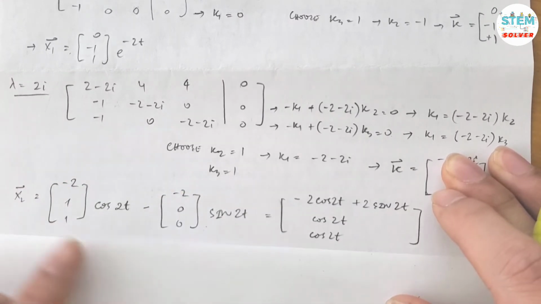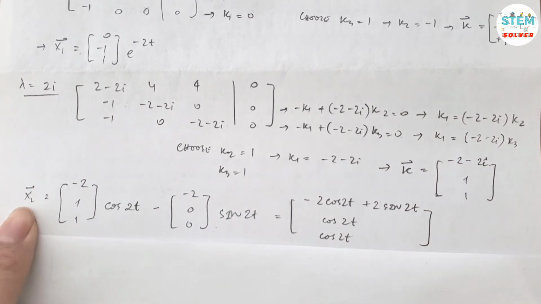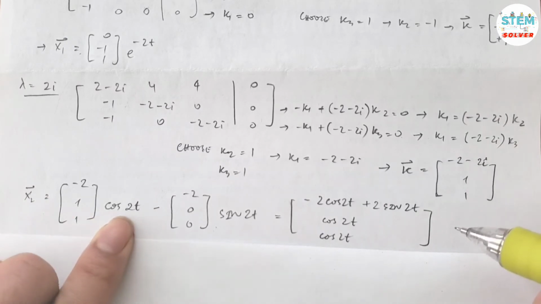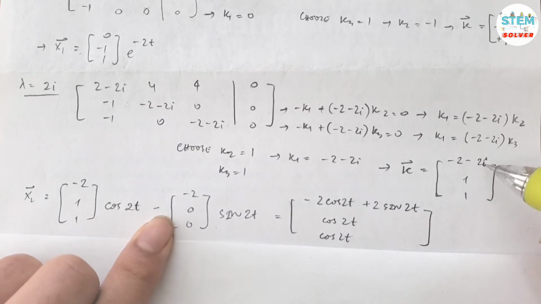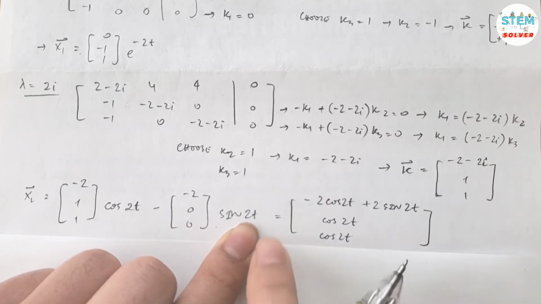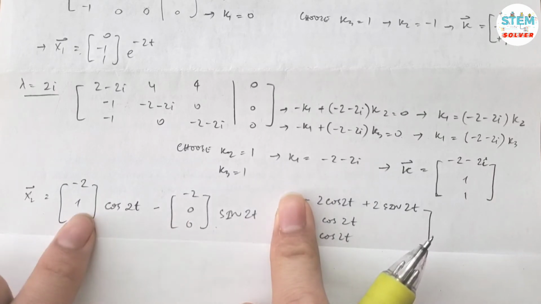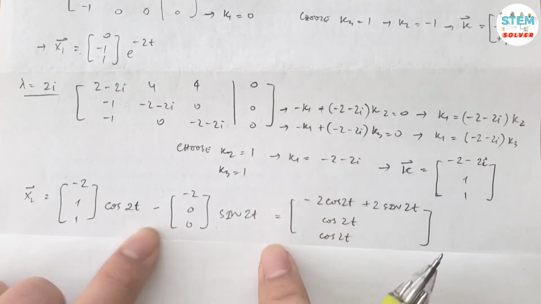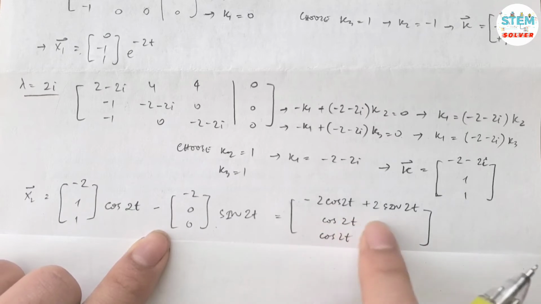now for vector x2, you are going to take the real part of vector k, which is (-2, 1, 1), multiplied by cosine 2t, minus the imaginary part of vector k, which is (-2, 0, 0), multiplied by sine 2t. You can stop here, but I see that I can simplify it further. So distribute this in and add them together, which gives me this matrix.